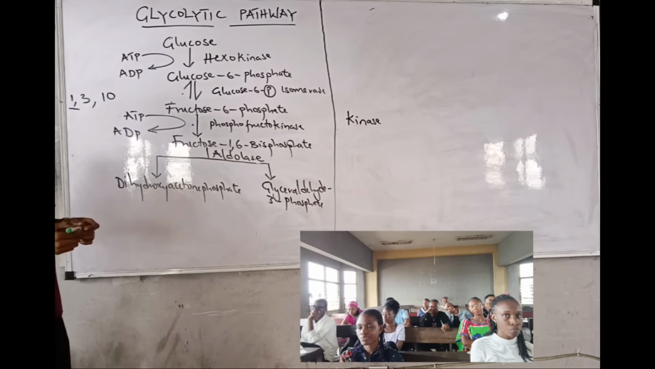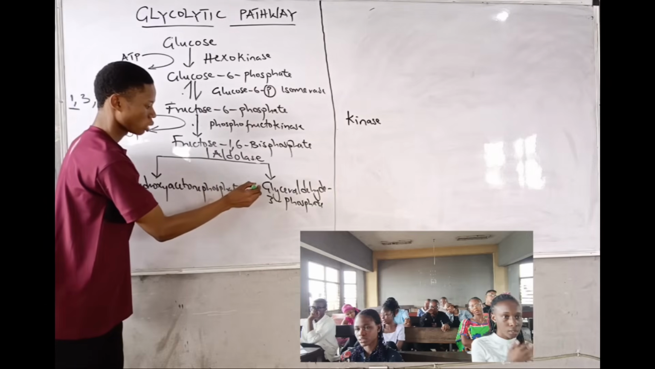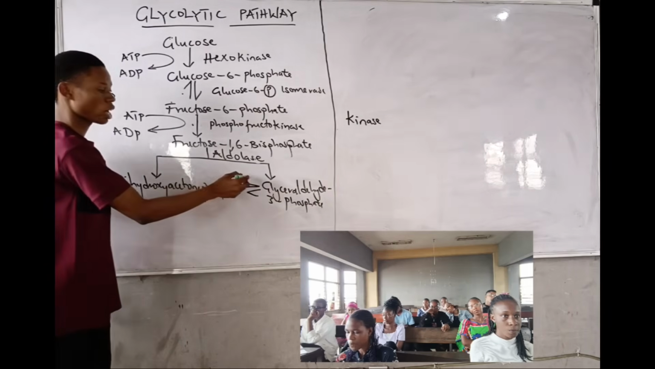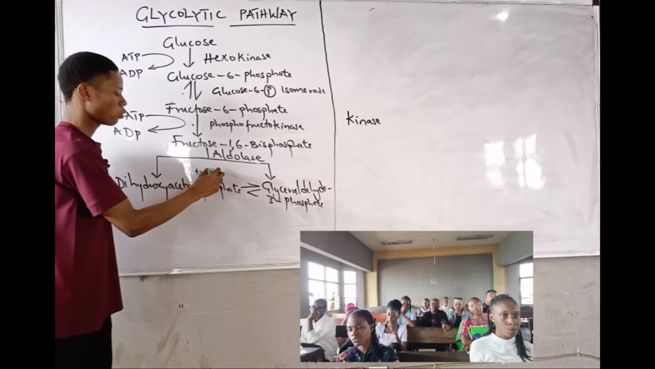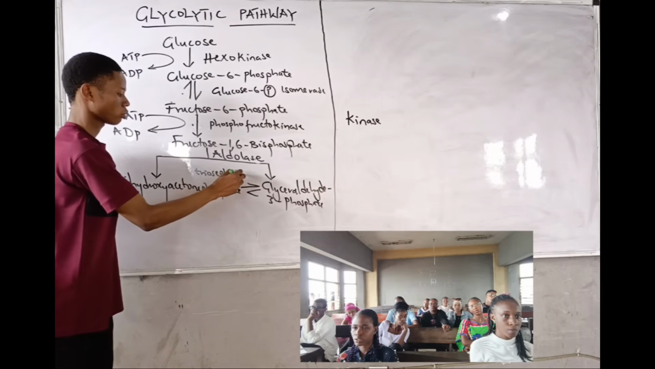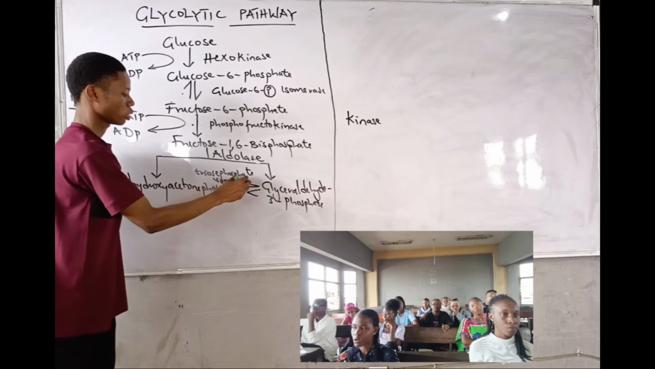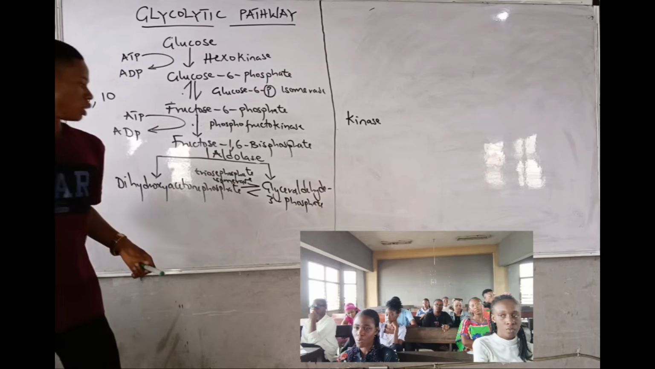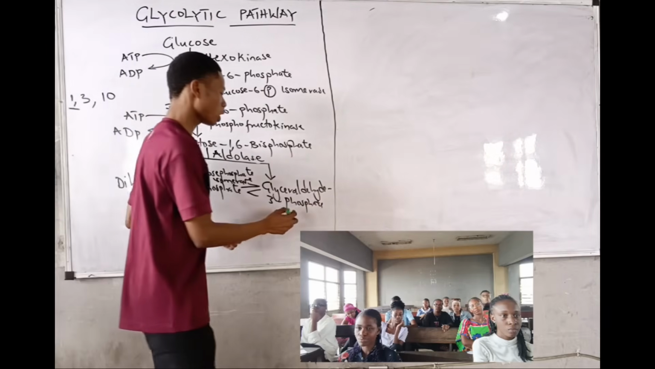Dihydroxyacetone phosphate cannot continue in the pathway, right? So, it's converted to another molecule of what? Glyceraldehyde 3-phosphate. Now, the name of the enzyme catalyzing this reaction is called what? Triose phosphate isomerase is the name of the enzyme catalyzing that reaction. Alright, so the next thing here, from glyceraldehyde 3-phosphate, I'll take it off from here.